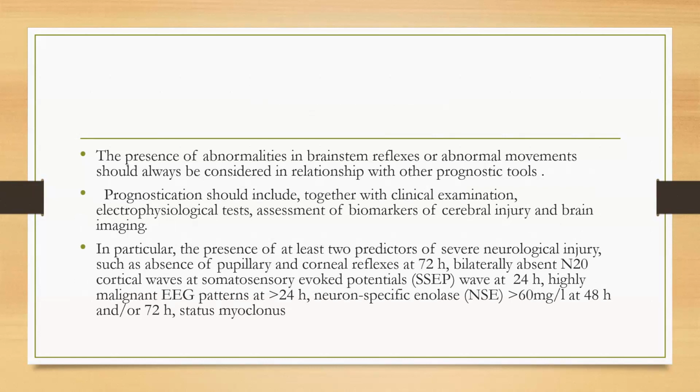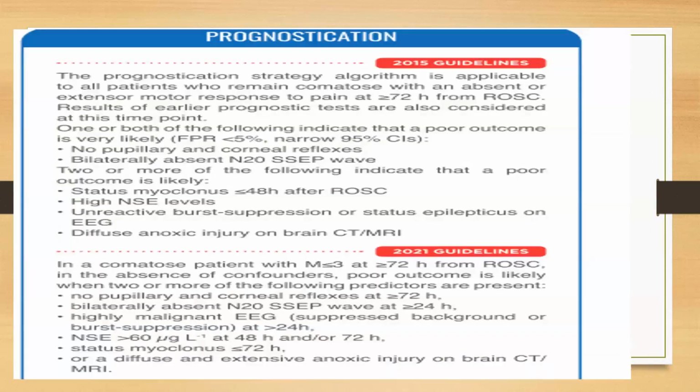pupillary and corneal reflex at 72 hours, bilateral absent N20 cortical waves on somatosensory evoked potential at 24 hours, a highly malignant EEG pattern at more than 24 hours, neuron-specific enolase if it is more than 60 at 48 or 72 hours, and any episode of status myoclonus, is suggestive of poor prognosis.